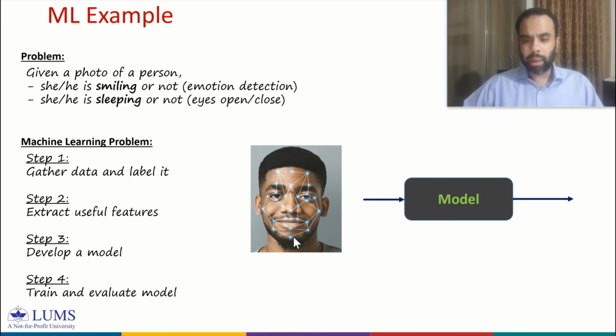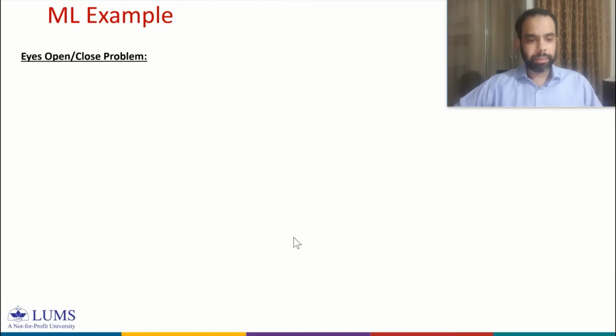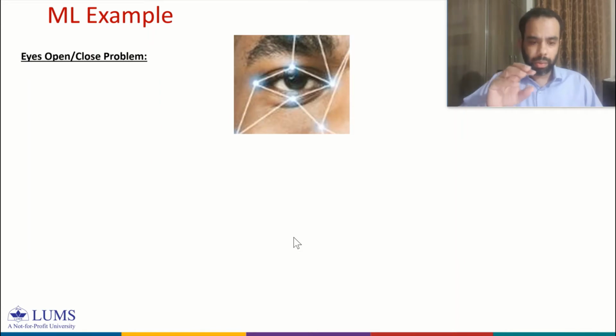To illustrate further, maybe we choose the problem of, given a photo, whether the person is sleeping or not, or whether the eyes are open or closed. Say we talk about the eyes open-closed problem, and I have zoomed in to the eye feature of the photo. If you see this, if the person's eye is open, the distance between these two points would be larger, and the distance would approach 0 if the person's eye is closed.